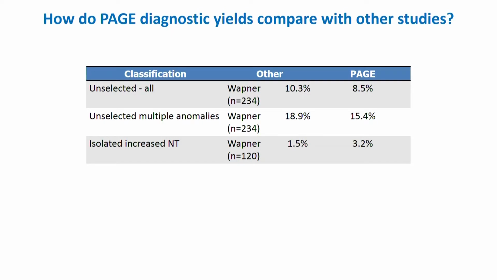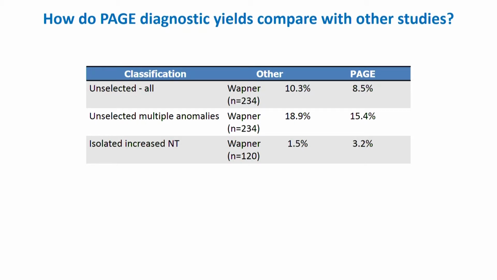So how does our diagnostic rate compare with other studies? And this is the data that's shortly to be published from Ron Wapner and Bryn's group. And you can see that unselected, the numbers are roughly the same. It's around 10%-ish. Multiple anomalies, absolutely higher hit rates here of between 15 and 18%.